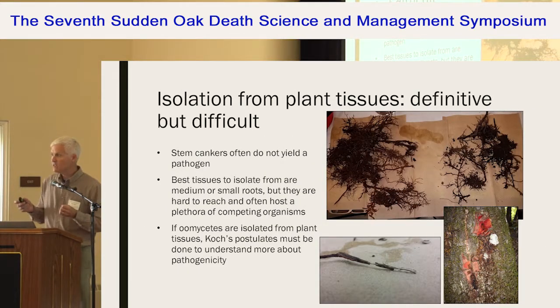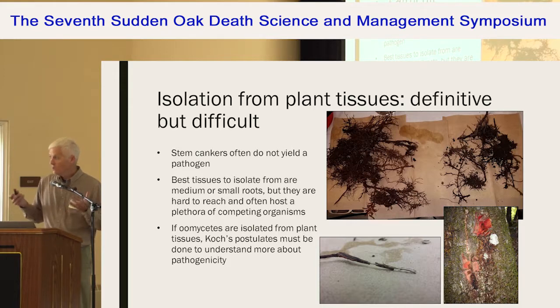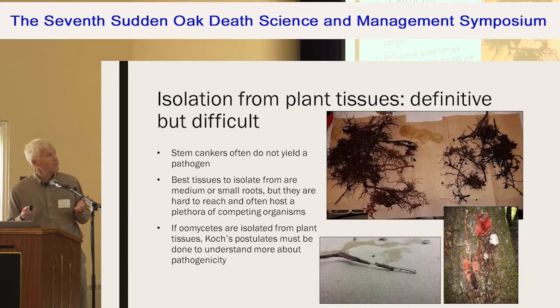Isolation from plant tissues is more of a gold standard. It tells you more, so you know that it's in the plant. Unfortunately, it can be very difficult to do depending on which Phytophthora and which host you're trying to sample from. Stem cankers with ramorum on oaks and tanoaks will often yield Phytophthora ramorum, but many other species, no can do. It's much harder to get that Phytophthora to grow out of that stem tissue. The best tissues to isolate from can often be small to medium roots. Obviously, those are hard to obtain and hard to find the symptomatic ones because there are so many of them.